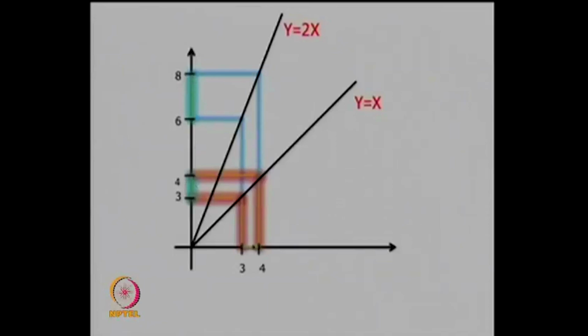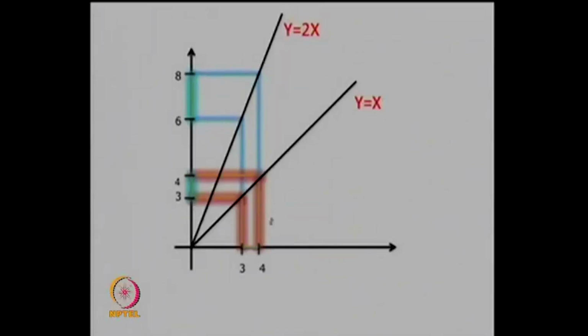If x is changed by the same quantity, the change in y is more for this curve compared to this curve. So, the slope of y equal to 2x is bigger than y equal to x. As we saw, the slope of y equal to 2x is 2, or the derivative of y equal to 2x is 2, and the slope of y equal to x is 1.